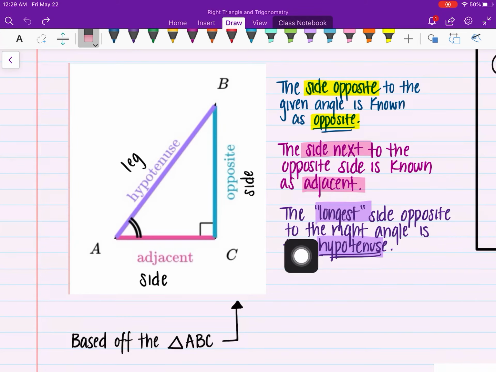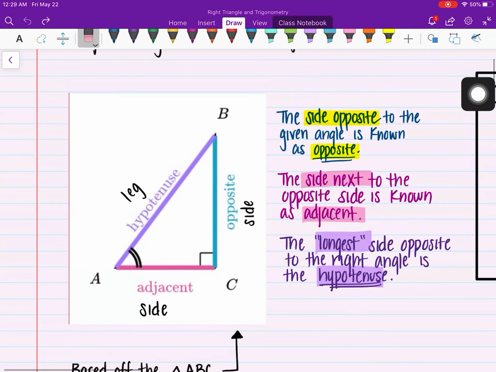And the last one, obviously, is the hypotenuse. In this case, the longest side, the side opposite to the right angle, is the hypotenuse, and we already knew this because we had introduced the hypotenuse in previous lessons. So once again, a 90-degree angle is opposite to the longest side, which is known as the hypotenuse here.